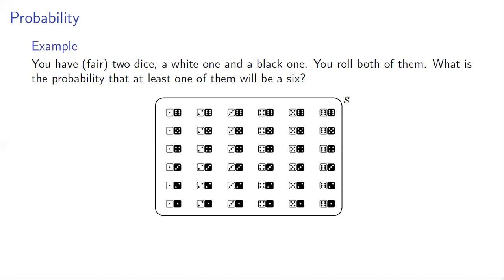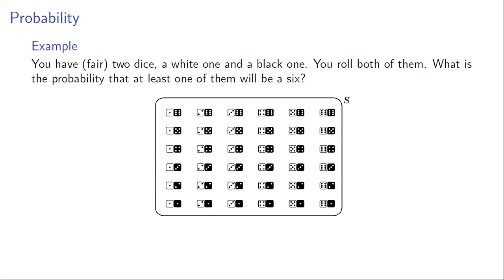right? So this first row is all where the white die has 1, but there are 6 different options for the black die. And then the second row here is all the cases where the white die is 2, and then we have 6 different options for the black die. So altogether, we have 36 different possible outcomes of rolling two dice. All right, so this is our sample space.